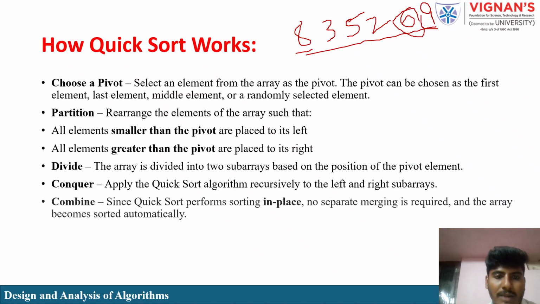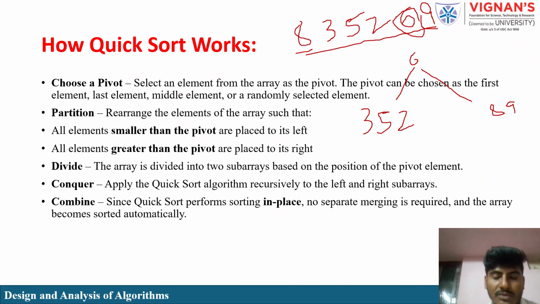The second step is partition. Rearrange the elements in the array such that all the elements smaller than the pivot are placed on the left side and all the elements greater than the pivot are placed on the right. So if my pivot is 6, then all the elements smaller than the pivot come on the left side. 3, 5, 2 are the elements smaller than the pivot, and the elements larger than the pivot, 8 and 9, come on the right side.